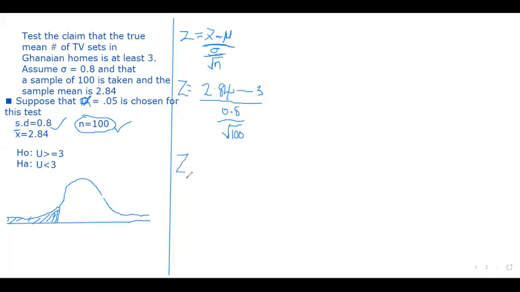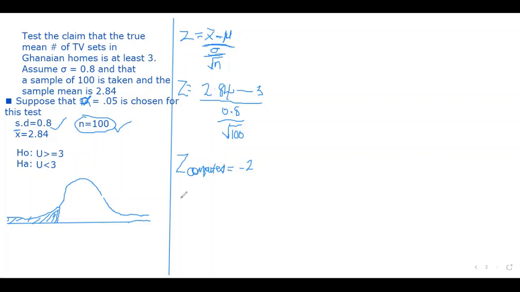So just point it out for me. Give me the answer. -2. Okay, so this one will be Z computed, right? So we are saying the Z computed is -2. Now we are saying that we should test the claim. How are you going to test the claim? We just use the decision rule.